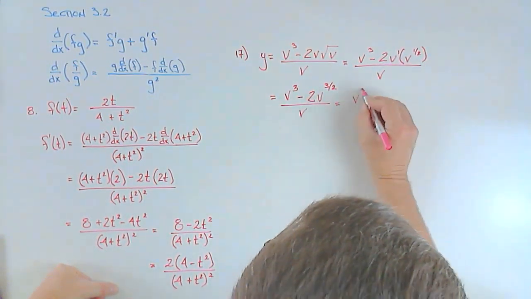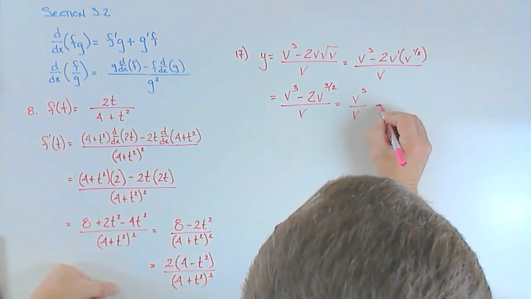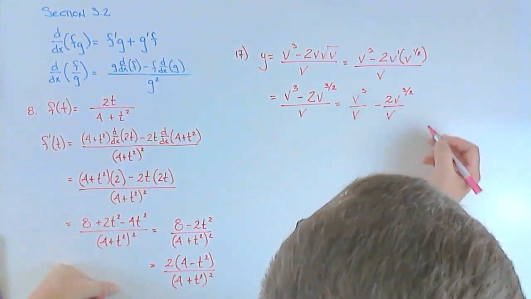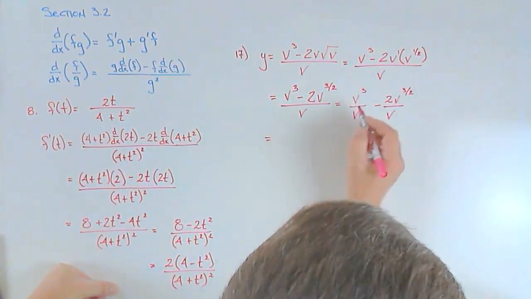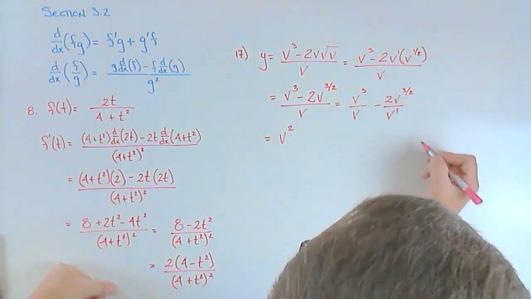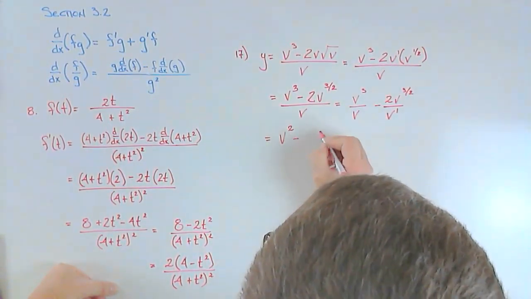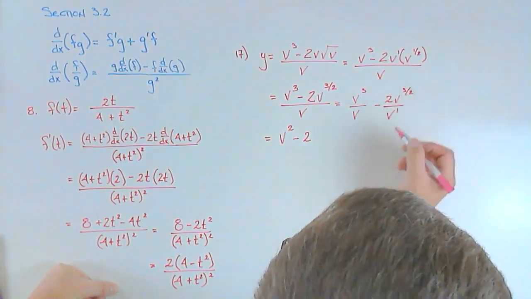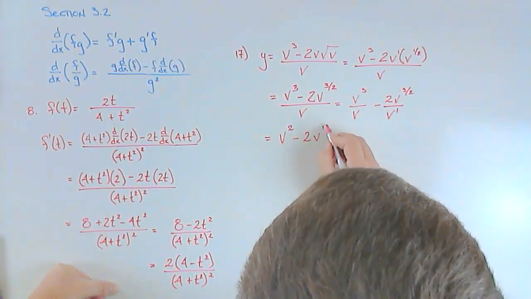This can be rewritten as v cubed over v minus 2v to the 3/2 over v. Each of those can be simplified. V cubed over v is v squared. This is v to the first, so we subtract here, and we get minus 2, right? That leaves us a negative 2. V to the first into v to the 3/2 leaves us v to the 1/2.